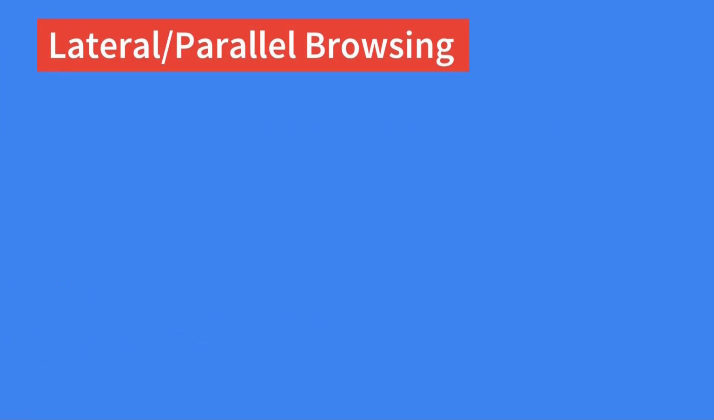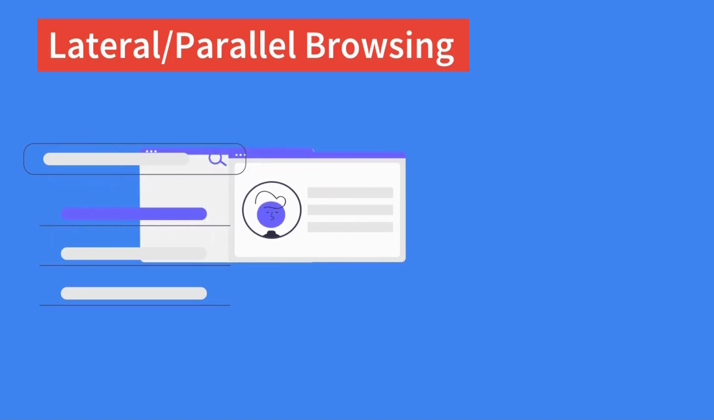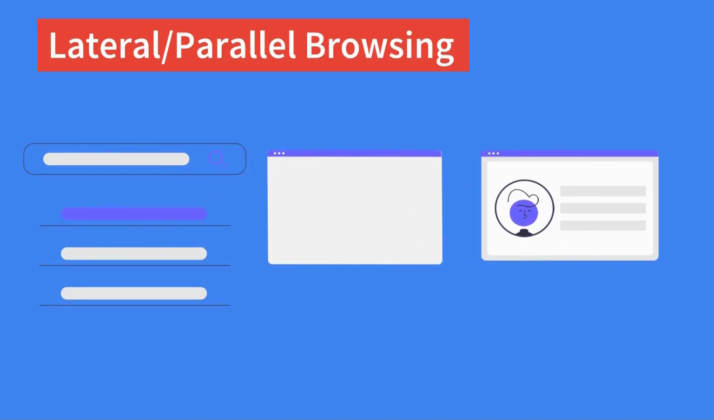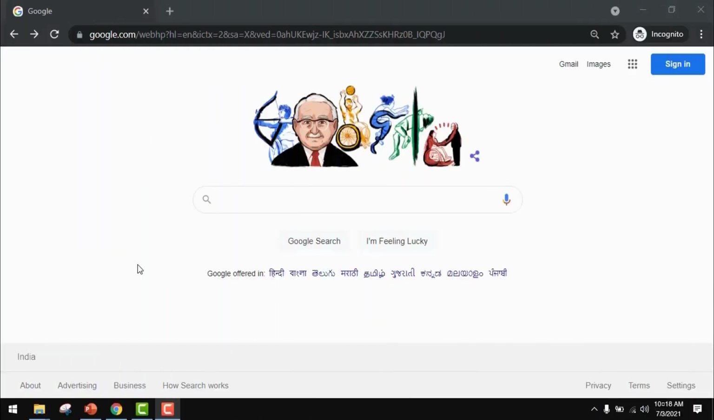In this session, we are going to see a technique called lateral or parallel browsing, which will help us to search fast and get quickly what exactly we are looking for. Before showing this technique, let me show you how average people are searching.